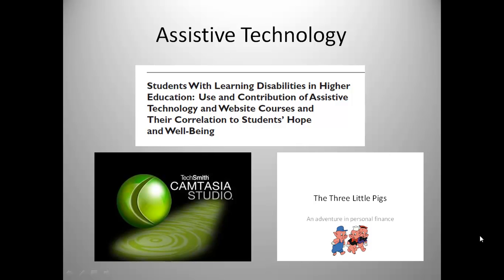The other main idea that I really took from this class was assistive technology and the importance of it. The article review that I did talked about how assistive technology doesn't just help students access content, but it also correlated with students' well-being. And it's not just students with learning disabilities that benefit from it, but it's really all students.